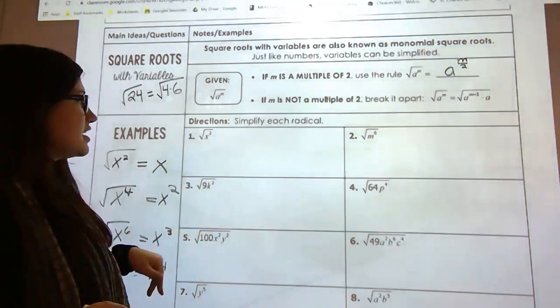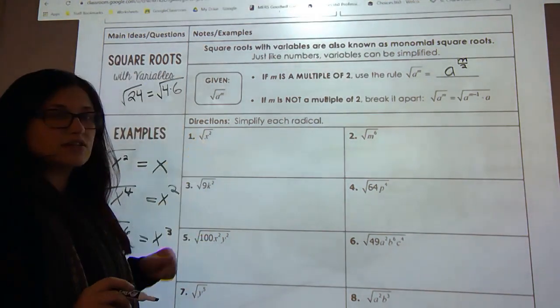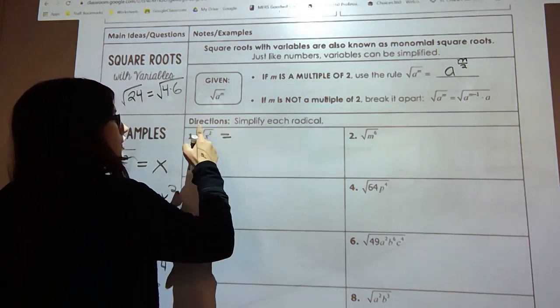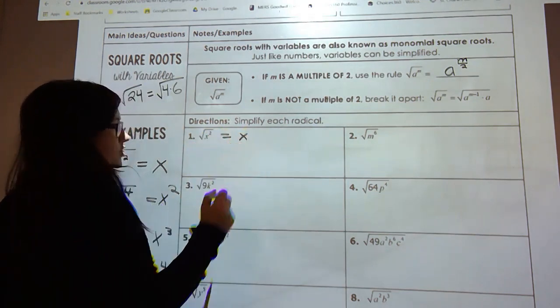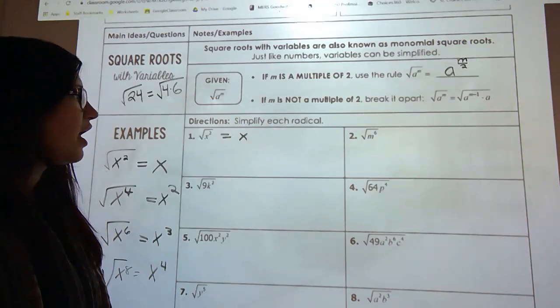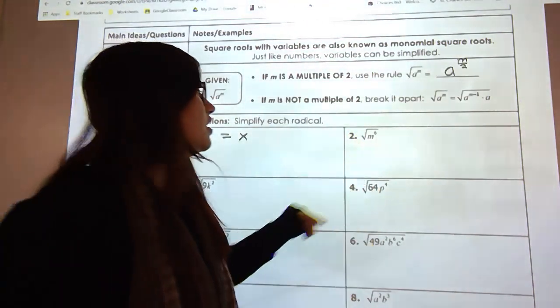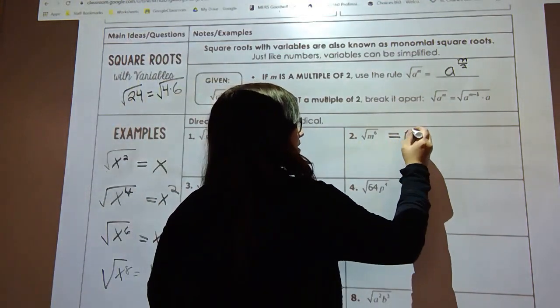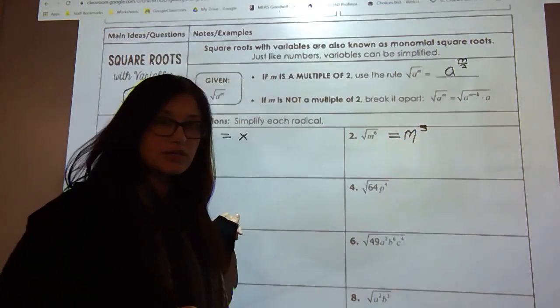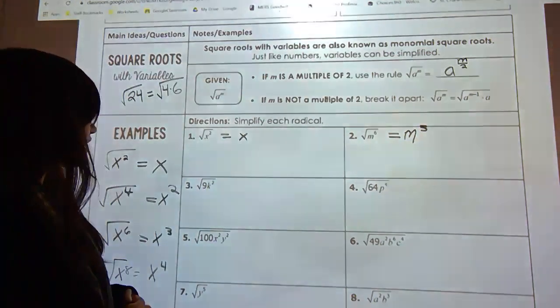So here are some examples. Let's simplify the square root of x squared. This one's easy. Half of 2 is just 1, so it's just x. The square root of m to the 6th. 6 is an even power. So all I have to do is, what's half of 6? m to the third.